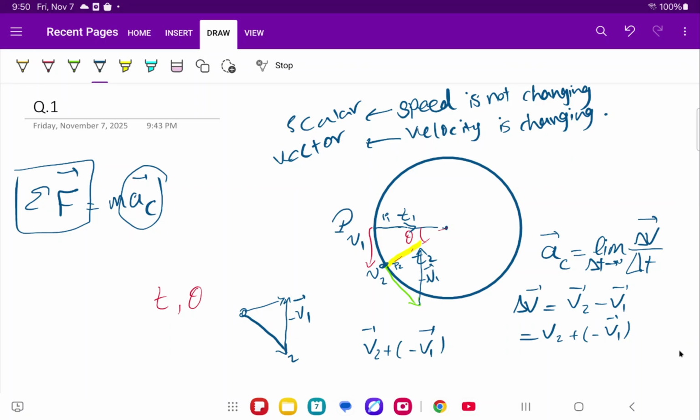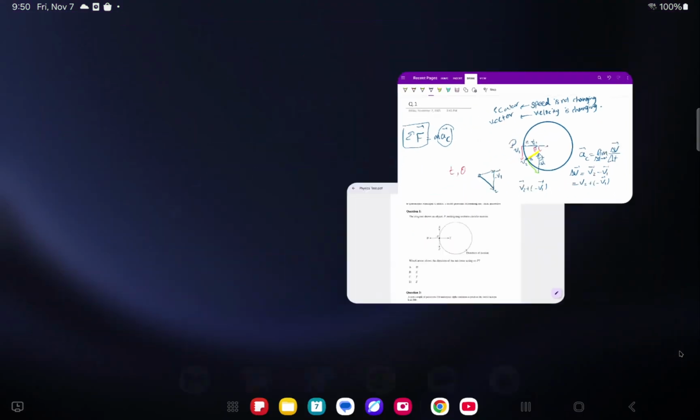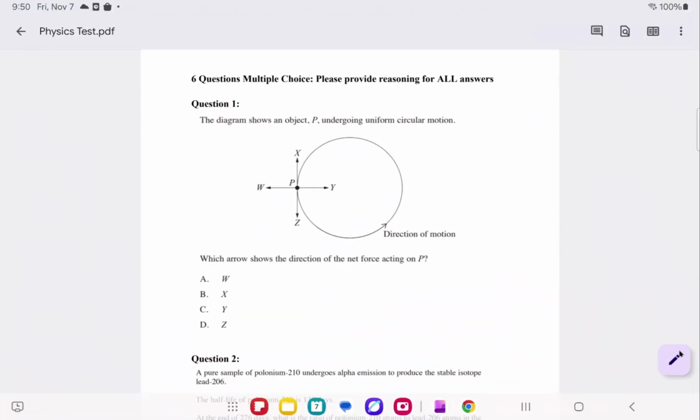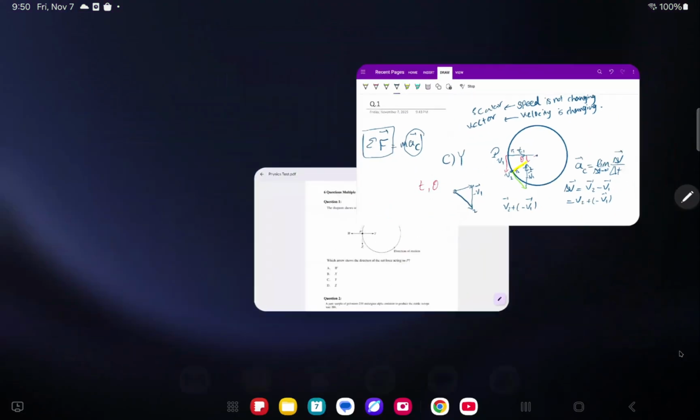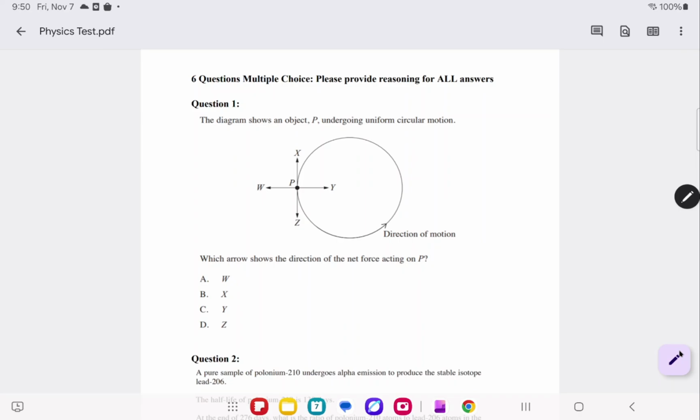So I think the answer is now clear. When we have this situation, Y would be the right answer. Basically, C is the right answer, option C, which shows Y. And that's because it's just a uniform circular motion.